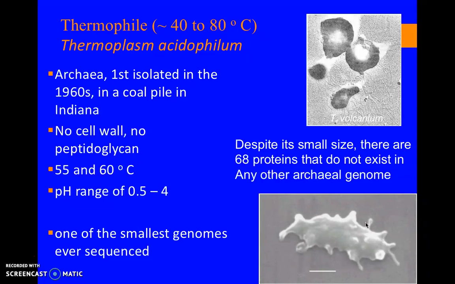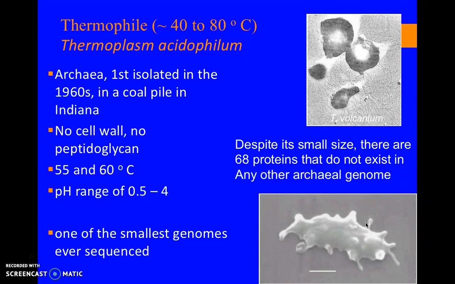If we take a look at other places in the world, we might see the same types of Thermoplasma growing in those hot, acidic environments. And there's an image of Thermoplasma acidophilum in the lower right-hand corner. You can see it doesn't have that typical geometric shape that we describe for most prokaryotes.